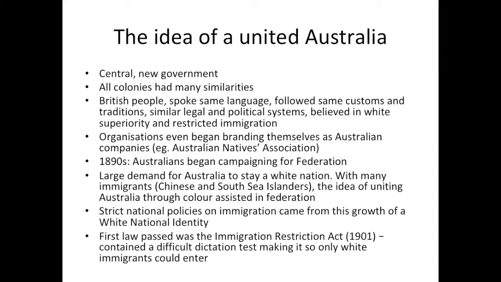There was a large demand for Australia to stay a white nation, with many immigrants such as Chinese and South Sea Islanders. The idea of uniting Australia through colour assisted in federation. Strict national policies on immigration came from this growth of a white national identity. The first law passed was the Immigration Restriction Act. This act contained a difficult dictation test, making it so only white immigrants could enter.